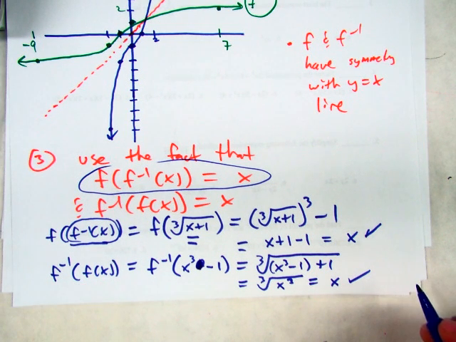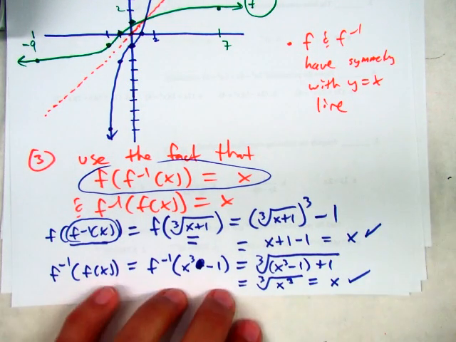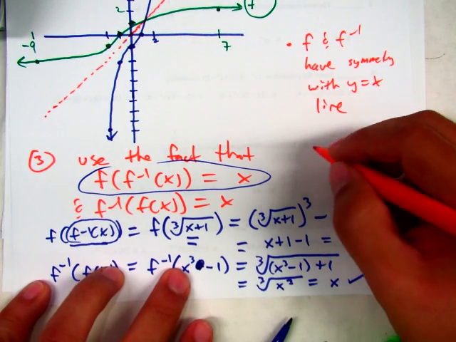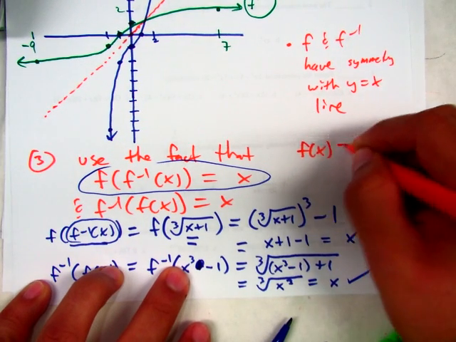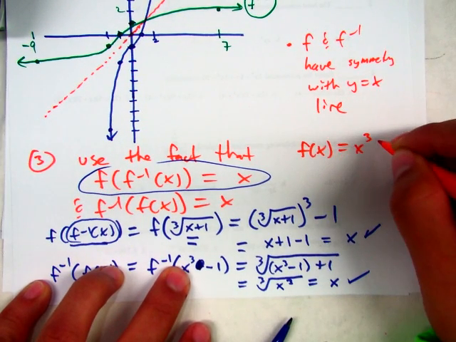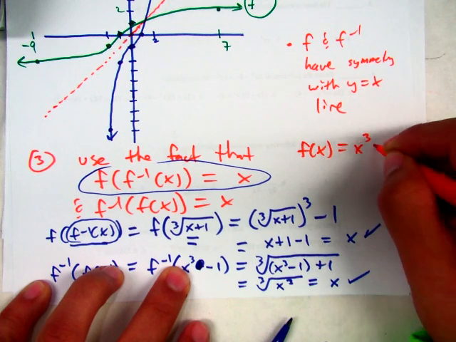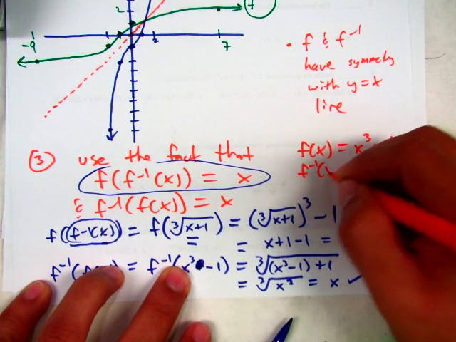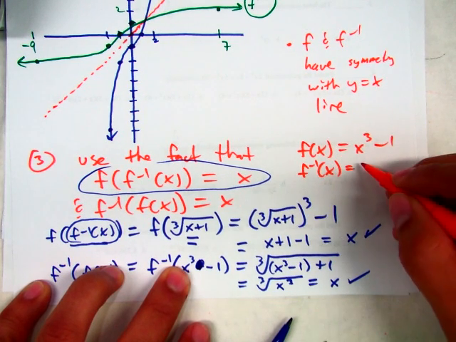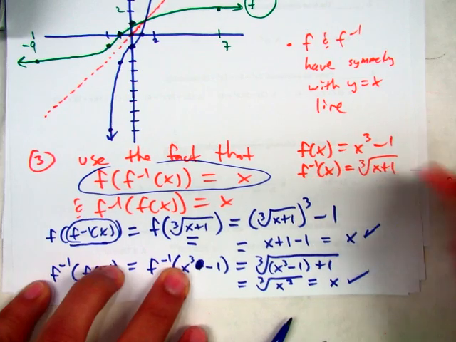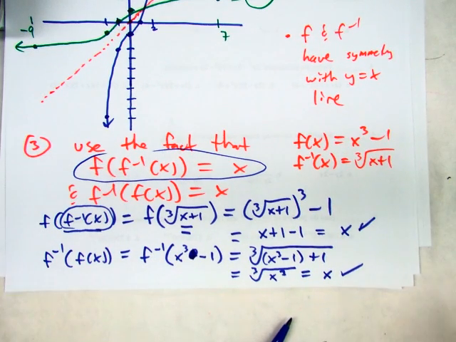Yes, Erica? How come when you're proving the inverse, the minus 1 is outside of the cubed, and then for what you just did? Okay, here. Let me. I have an idea. The original function was x cubed minus 1, right? And then we found the inverse was cube root of x plus 1. So basically, here's what's going on. You got it? Yeah, I got it.